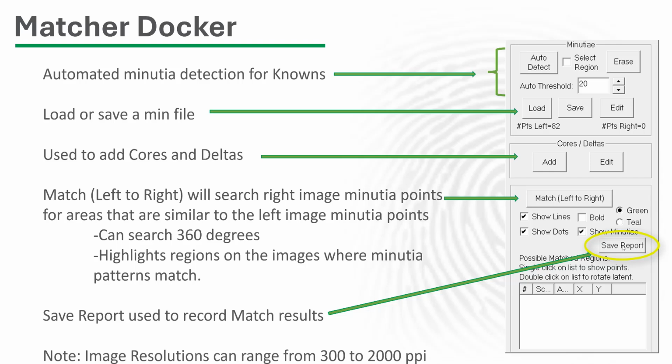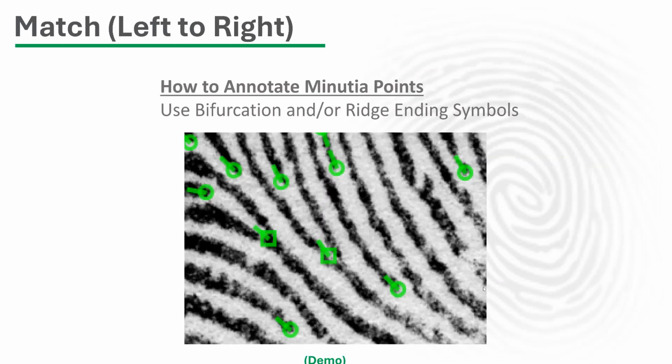Save report is used if you want to save either a text file or a PDF file with details about the match function and the images that are open. The image resolutions for the match function and the minutia detection can be anywhere from 300 to 2000 ppi. How to annotate minutia points on your latent: those are usually done manually, and you just go to annotate mode and you use bifurcation and/or ridge ending symbols. For the matching algorithm, they're interchangeable.